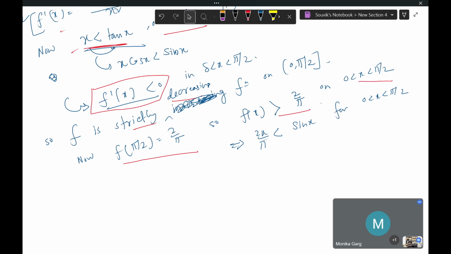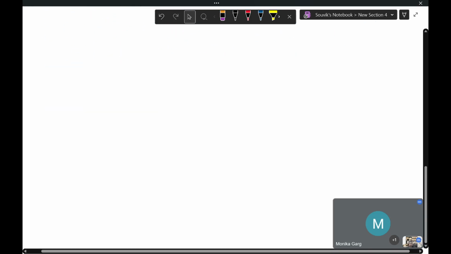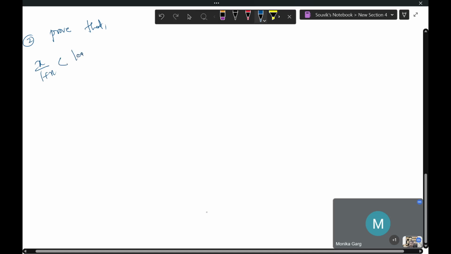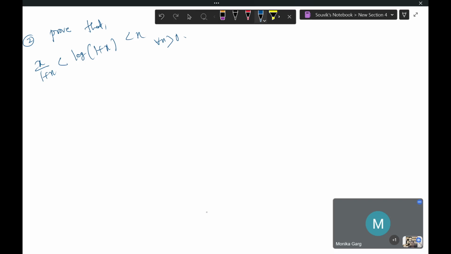So, start the next problem, which tells that x by 1 plus x is less than log of 1 plus x, which is less than x, for all x greater than 0. So just, can you please think for some minutes how to approach this type of problem? I mean, at least you can try for some minutes. Or do you have any idea how to approach this type of problem? Any idea?